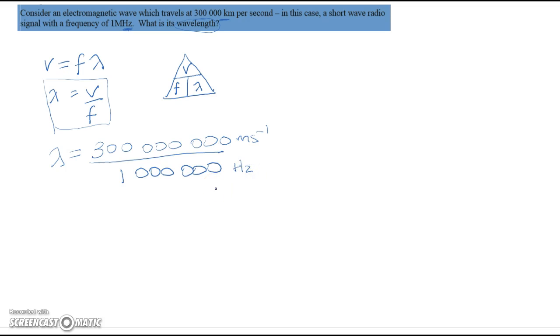Alright, and what happens now is we can just simply divide that out, and if we were to do that we could cancel out all of these zeros, or bang it in your calculator if you need to, or you can do it visually, and we will get a wavelength of 300 over 1, which is 300 meters.